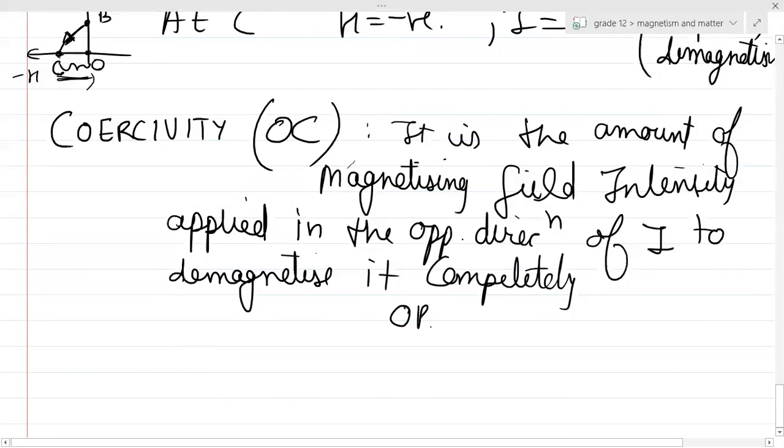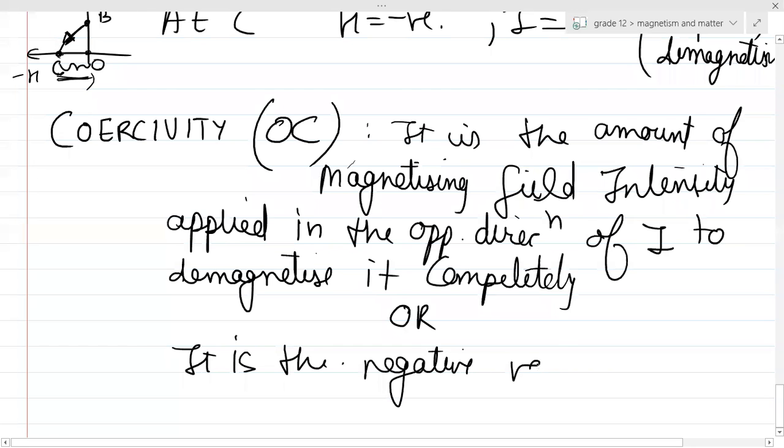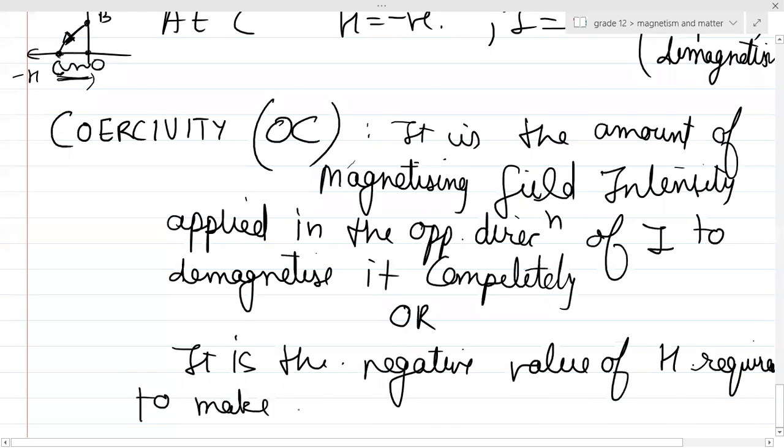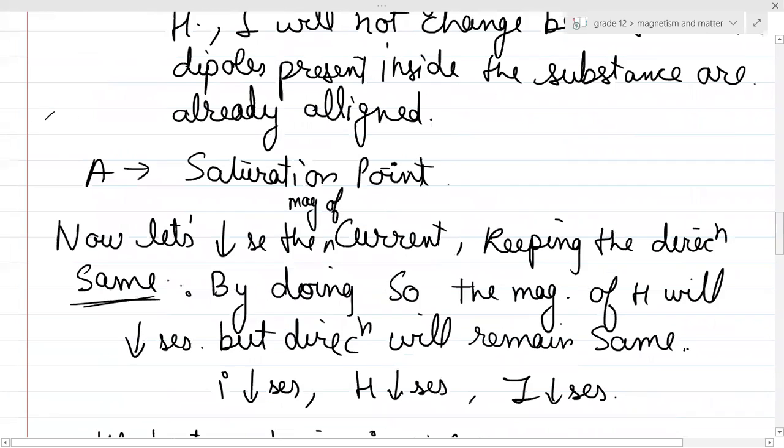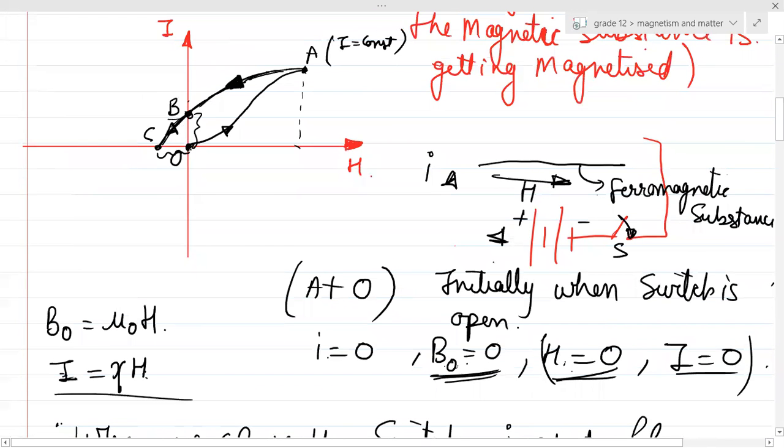Or basically you can say it is the negative value of H required to make I zero. So basically this OC part in the graph is basically what? OC part is basically the coercivity part. OB part is basically the retentivity part. Is this clear, guys? OC and OB, retentivity and coercivity, what exactly is it?